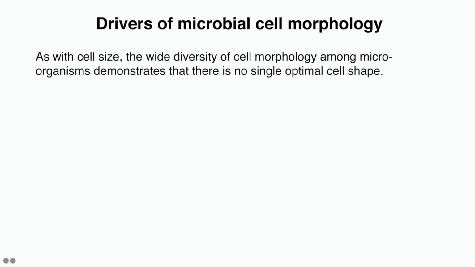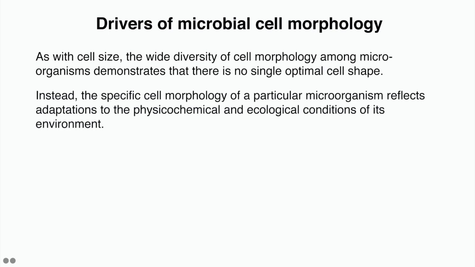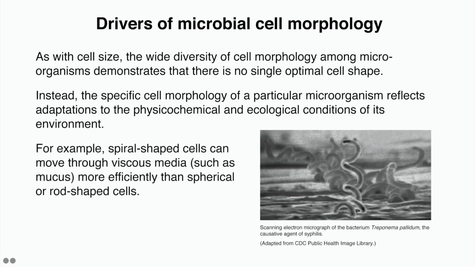As with cell size, the wide diversity of cell morphology among microorganisms demonstrates that there is no single optimal cell shape. Instead, the specific cell morphology of a particular microorganism reflects adaptations to the physico-chemical and ecological conditions of its environment. For example, spiral-shaped cells can move through viscous media, such as mucus, more efficiently than spherical or rod-shaped cells.